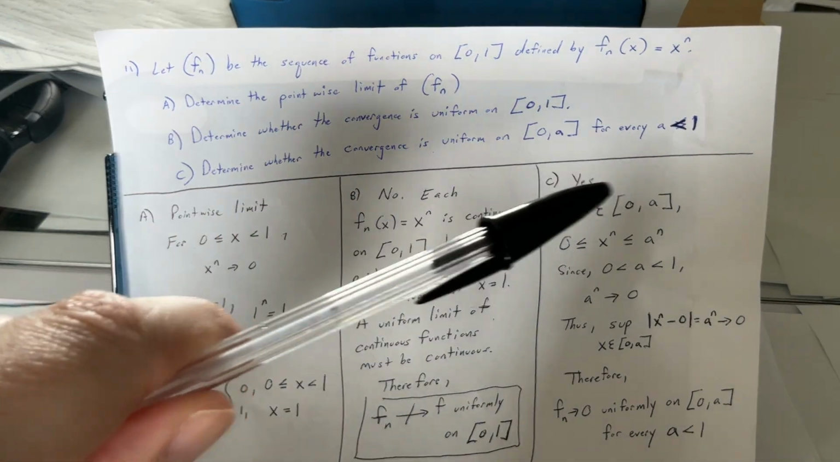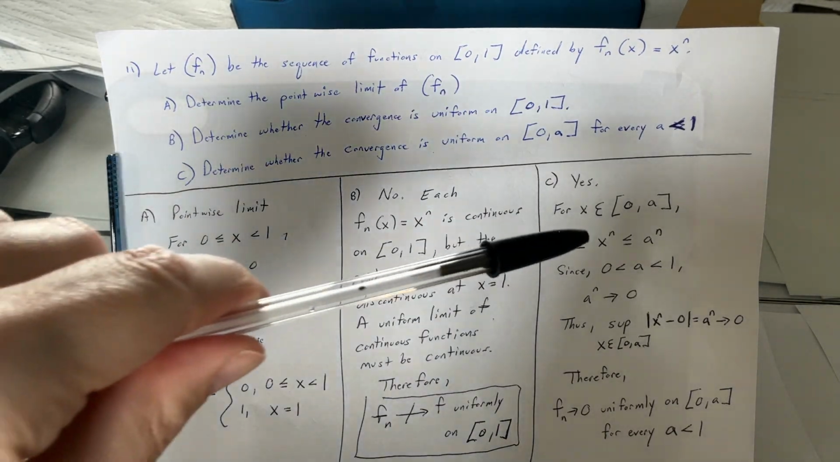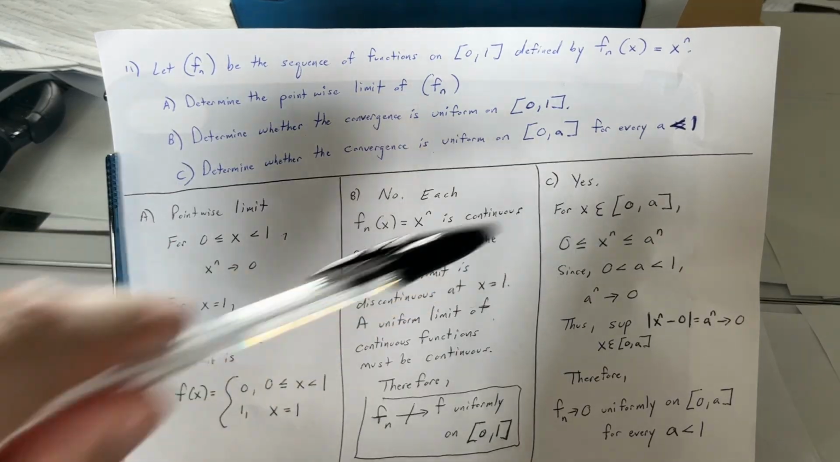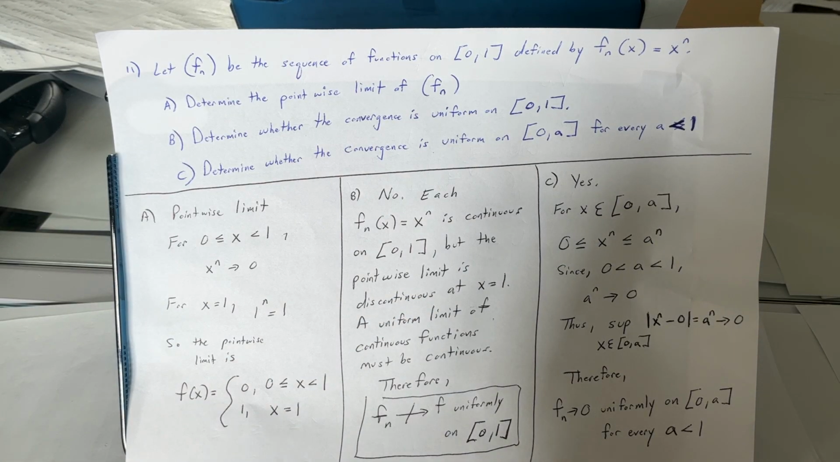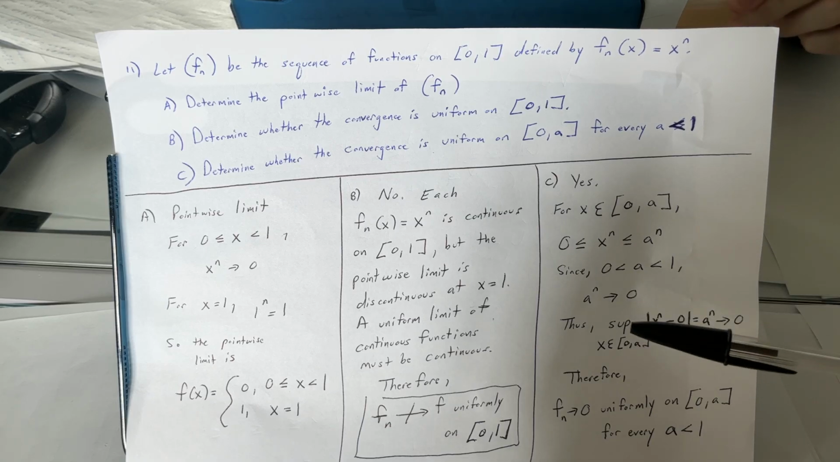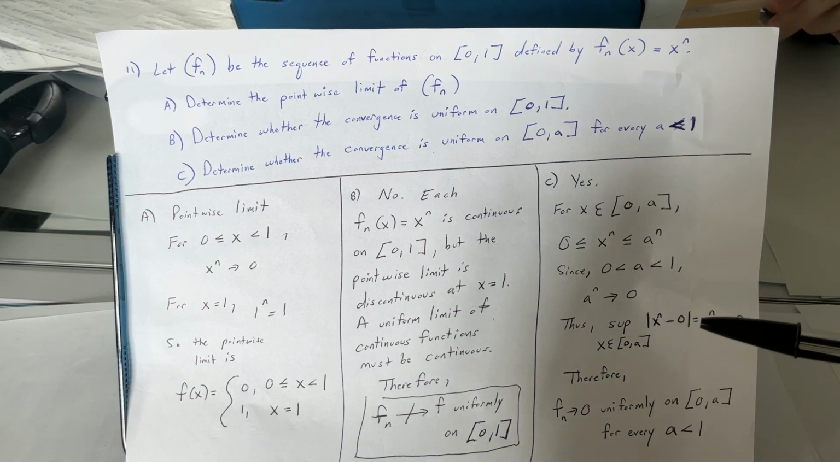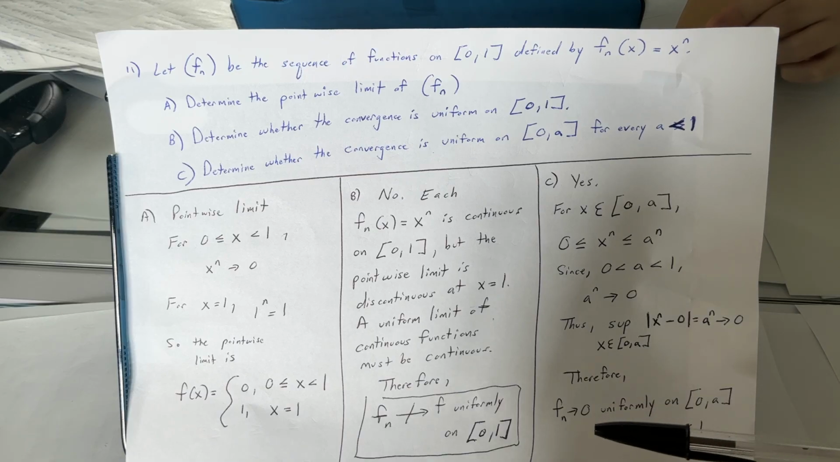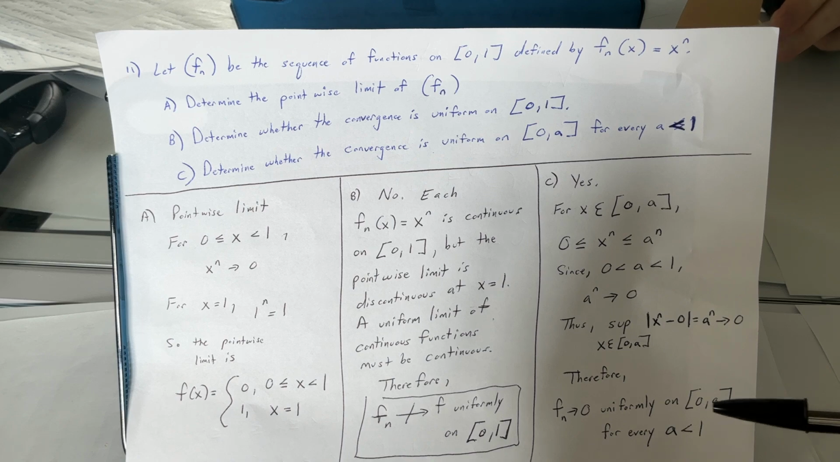The answer to C would be yes. For x in the interval 0 to a, 0 is less than or equal to x to the n is less than or equal to a to the n. And since 0 is less than a is less than 1, a to the n goes to 0. And we have our sup of the absolute value of x to the n minus 0 equals a to the n, which approaches 0. Therefore, f sub n goes to 0 uniformly on the interval 0 to a for every a less than 1.